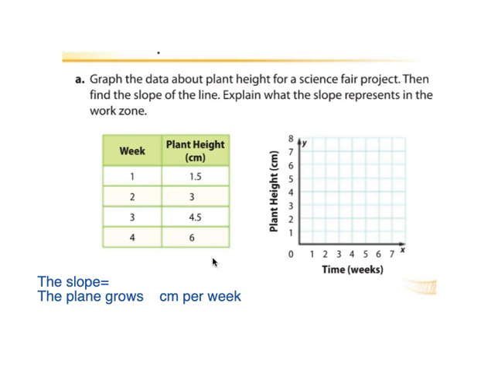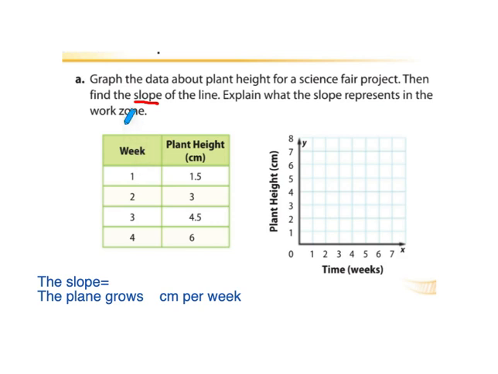The data about plant height for a science fair project. Then find the slope. Let's underline that. Let's mark the text here. Then find the slope of the line. Explain what the slope represents in the work zone. So let's go ahead and do step 1, which is graphing the data points.